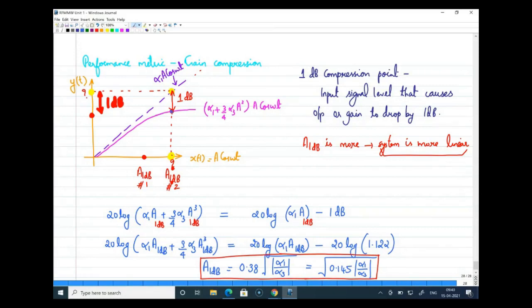One more point to discuss. A1 dB, or this 1 dB compression point, what I have mentioned now, is expressed in terms of amplitude. The same thing can also be expressed in terms of power. Then we call this P1 dB, the 1 dB compression point when it is expressed in dBm.